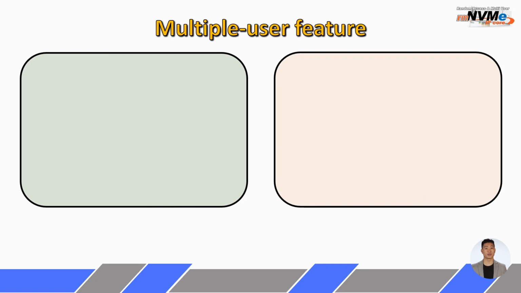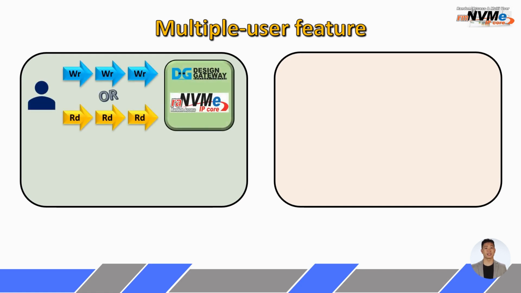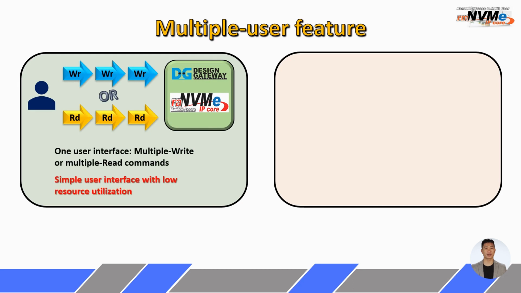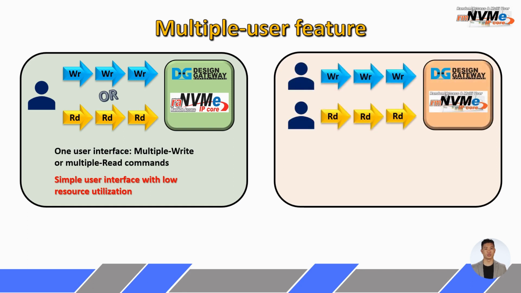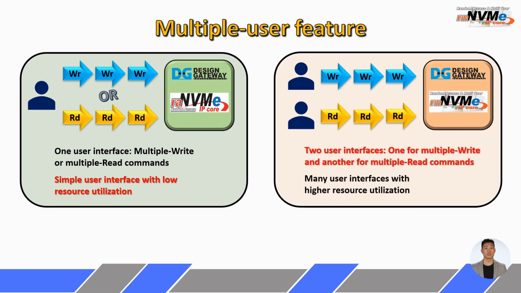The general system has only one logic block to access the NVMe SSD by write command or read command at a time. As a solution, rmNVMe-IP for Gen 4 supports multiple write commands or multiple read commands, with a simple user interface and low resource utilization. However, some systems require the ability to write and read the SSD simultaneously, for which our rmNVMe-IP is the solution. It has separate user interfaces for write and read commands, allowing for concurrent data access. However, our rmNVMe-IP requires more resources for both logic and memory, compared to rmNVMe-IP.